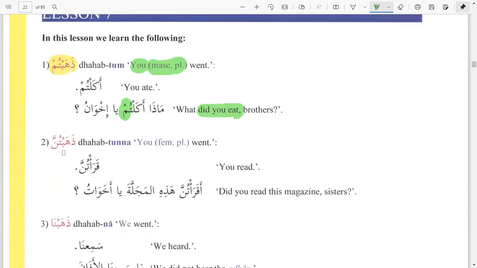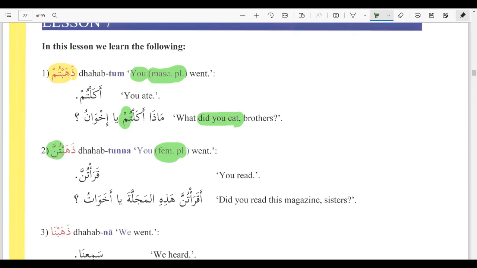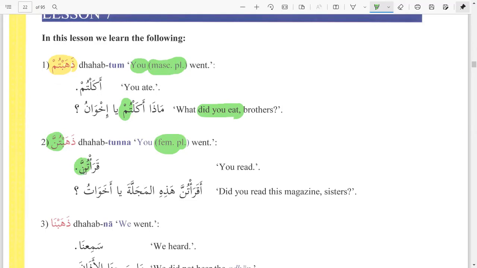Next we will learn the feminine of zahabtum. The feminine is zahabtunna. Zahabtunna means you, feminine plural, went. Qra'tunna, you read. So you, feminine plural, read. Qra'tunna, you read. This is the second form.